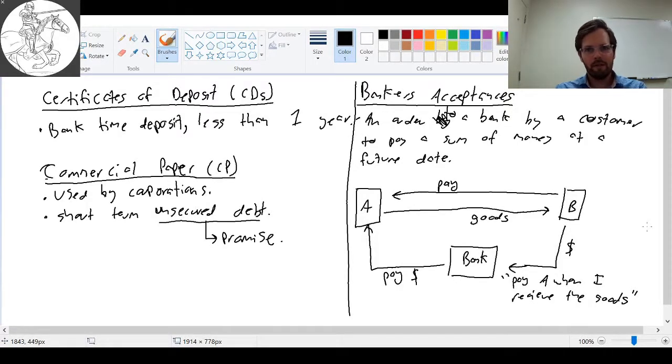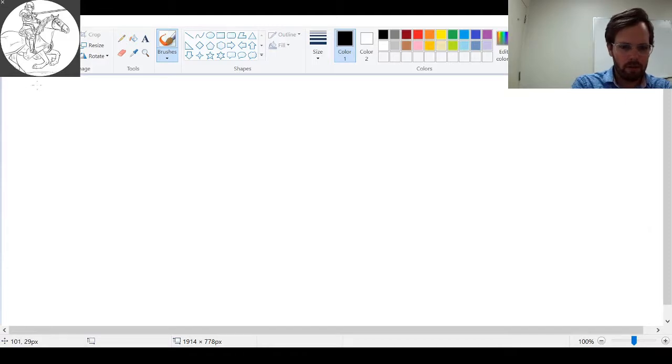So that's how bankers' acceptances work. Is there anything else I have noted here? I guess that's probably it. So the next one is Eurodollars.